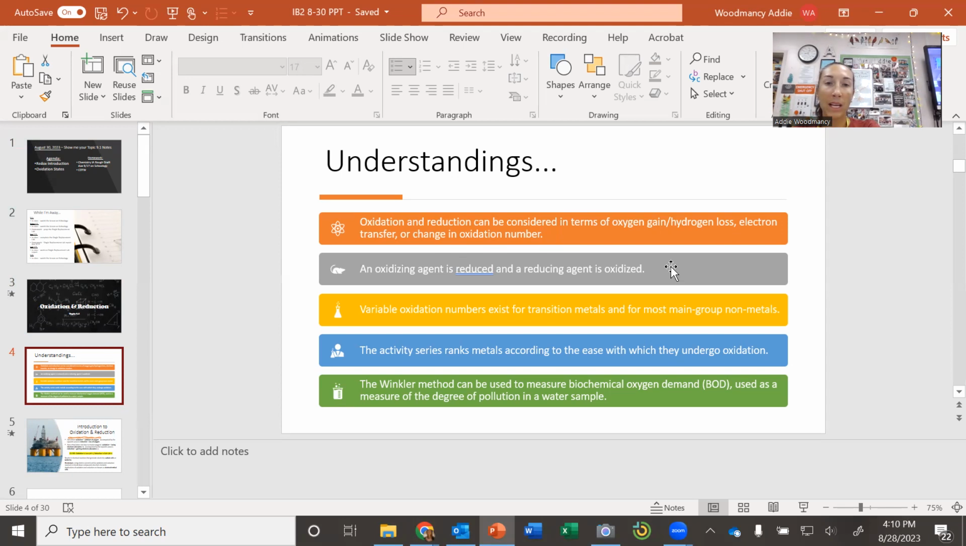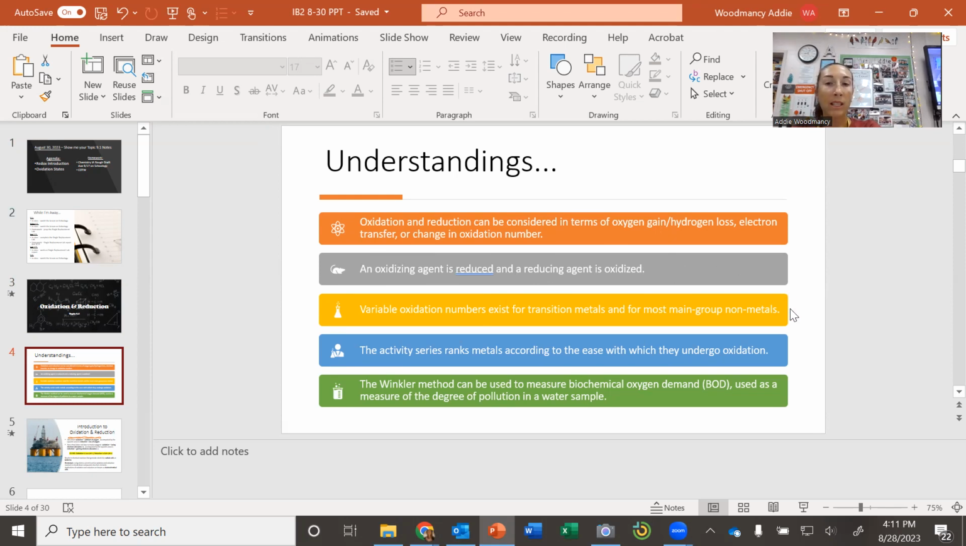This in gray right here, you need to circle, underline, star, highlight, because this is a concept that we will keep coming back to. An oxidizing agent is reduced, and I'll explain what that means later, and a reducing agent is oxidized. This is the part in this topic where I say it gets a little tricky because it doesn't seem very straightforward, but once you see it worked through as a concept, you'll say, oh, okay, I get that. That makes sense. But for now, just circle this statement in gray here.